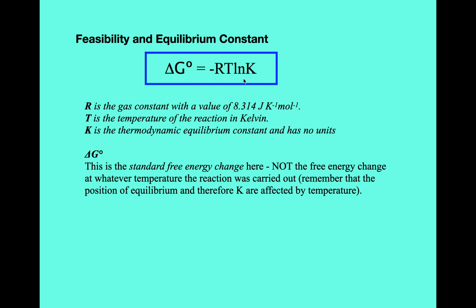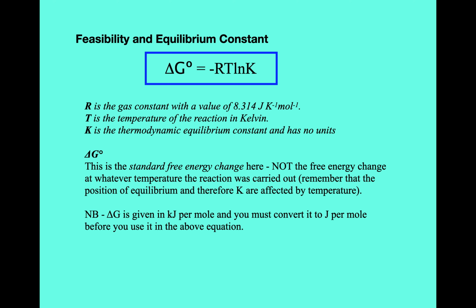Just looking at this general expression, if K here gets bigger, i.e. if a reaction is further to the right, then ln K gets bigger. This is negative, so it becomes more negative, so delta G becomes more negative. Now that makes sense, doesn't it? For a reaction to go forward, delta G, Gibbs free energy, needs to be negative. So that fits with what we know.